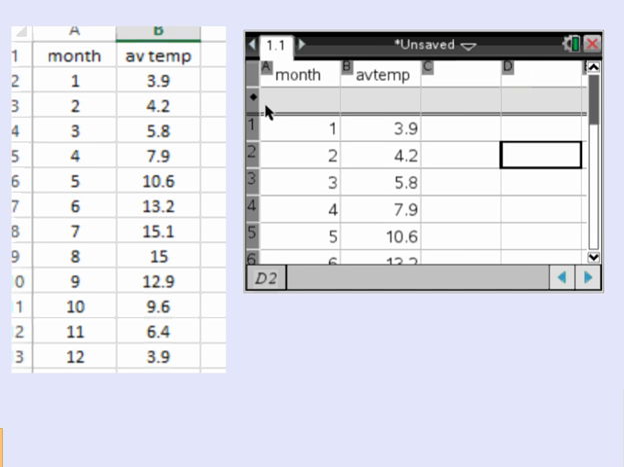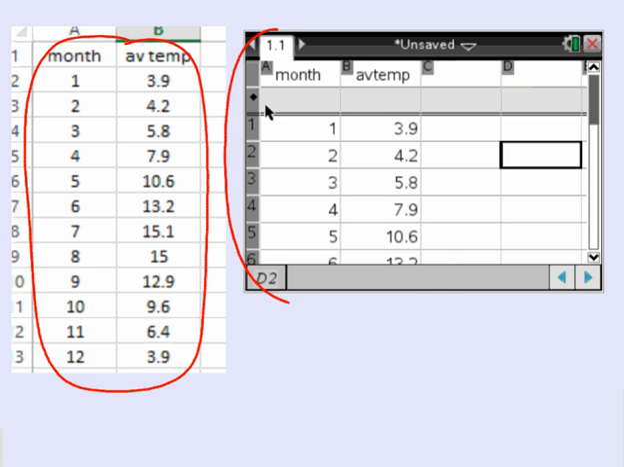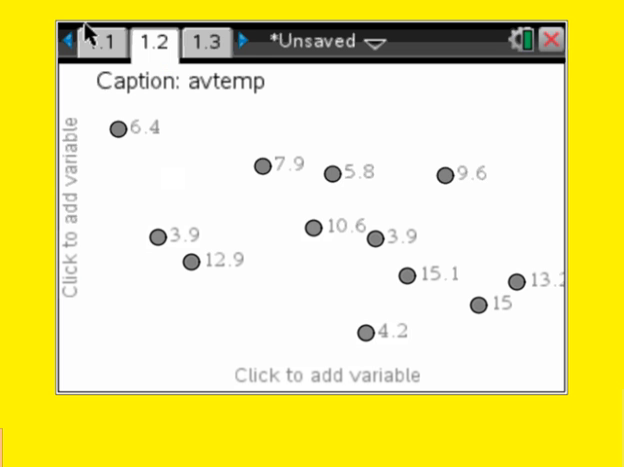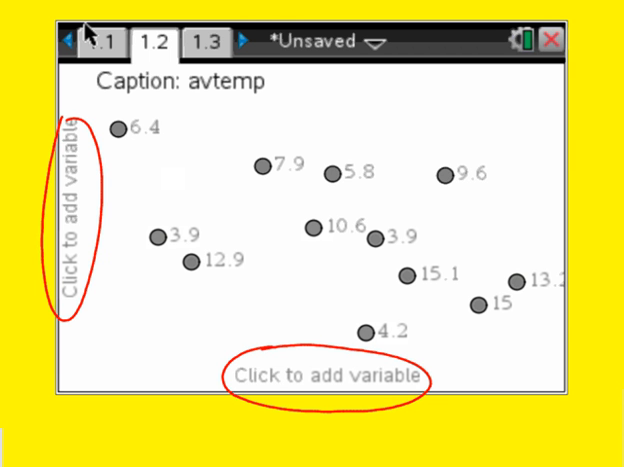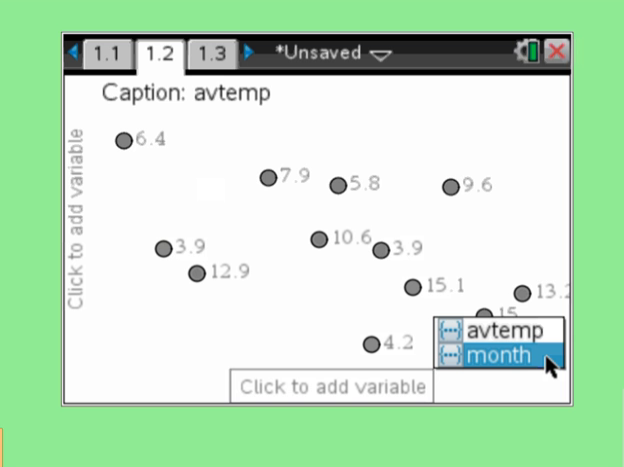The data on the website was in a horizontal format, so I had to put it in a vertical format in order to put it in the TI-Nspire. And remember, in the TI-Nspire, you need to give a title for the variables, otherwise it doesn't know how to operate. So I opened a new page. It plots the data, but we have to tell it which variable goes on each axis. And we've done that before.